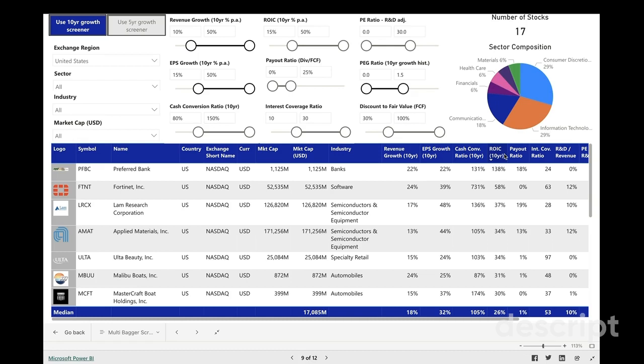So there you have it. The Multibagger Stock Screener is a powerful tool for uncovering stocks that have the potential to multiply your investment 100-fold based on the principles of strong revenue growth, high returns on capital, and attractive valuations. As with any investment, it's crucial to conduct your own research before making any decisions.